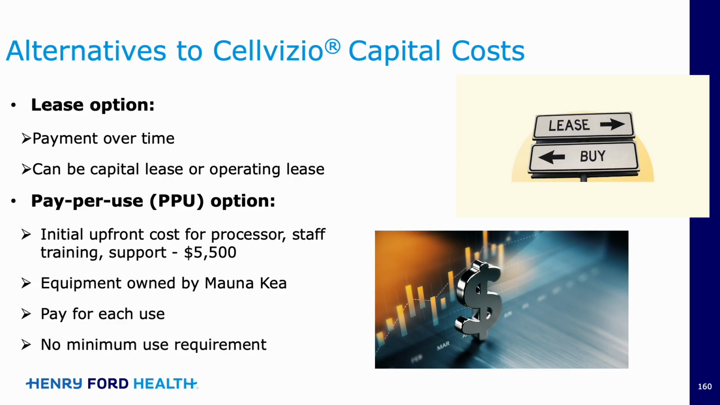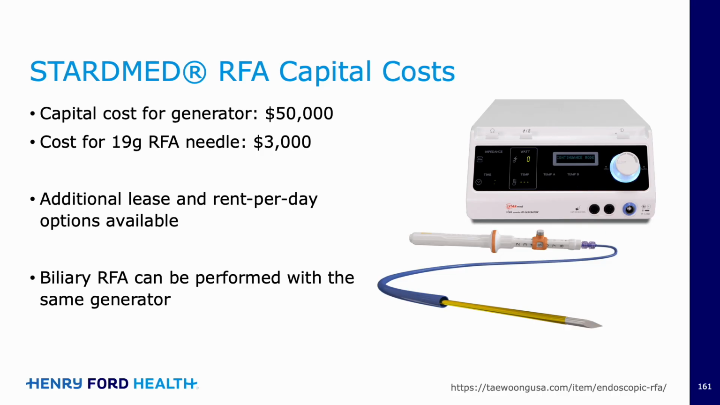That being said, if the institute is unable to fully purchase the equipment, then Mauna Kea does provide alternative options, including a lease option, which is payment over time, and a pay-per-use option, where there's an initial upfront cost for the processor, the staff training, and the support, which is about $5,500, and the equipment will remain owned by Mauna Kea, and there is no minimum use requirement. For the radiofrequency ablation, the capital cost of the RFA generator is about $50,000, and the single-use RFA needle is about $3,000 per unit. Taewoong here also offers lease and rent per day options.